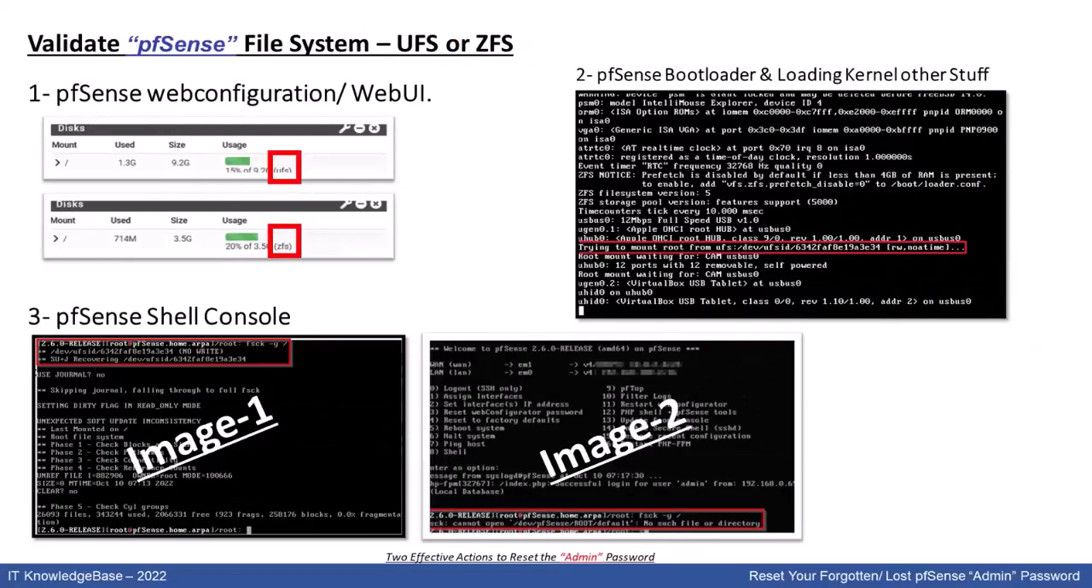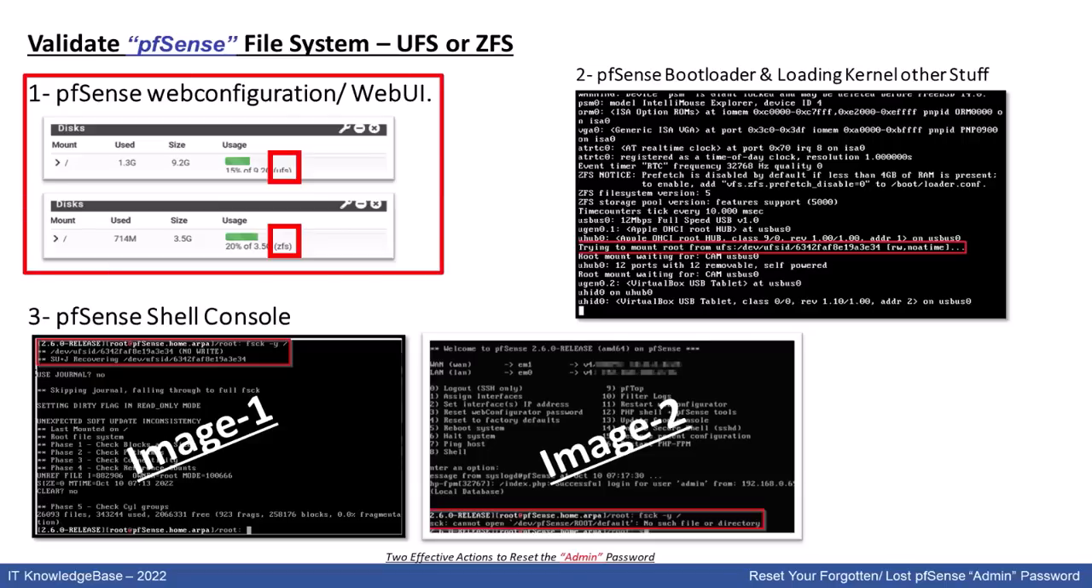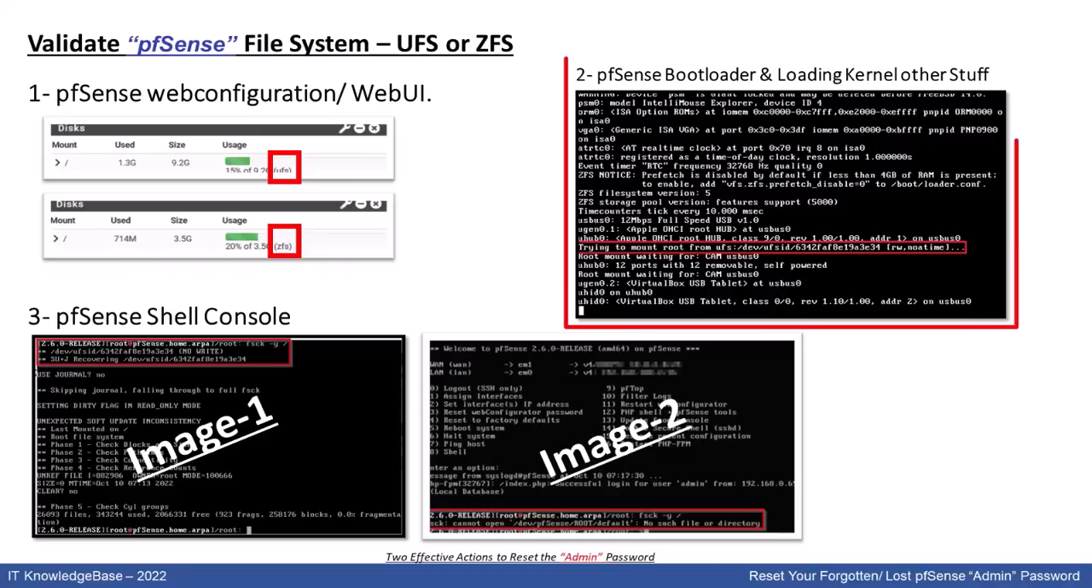To validate your pfSense firewall file system, whether it's running UFS or ZFS, log into your web configuration or web GUI interface. On the dashboard area, you may find the disk widget. Here you can easily see the file system type, either UFS or ZFS. The second alternative is during the pfSense bootloader menu, where pfSense is loading the kernel and a bunch of other stuff. You can easily see your pfSense file system, either ZFS or UFS. And certainly we will see it live in action later in this lecture.